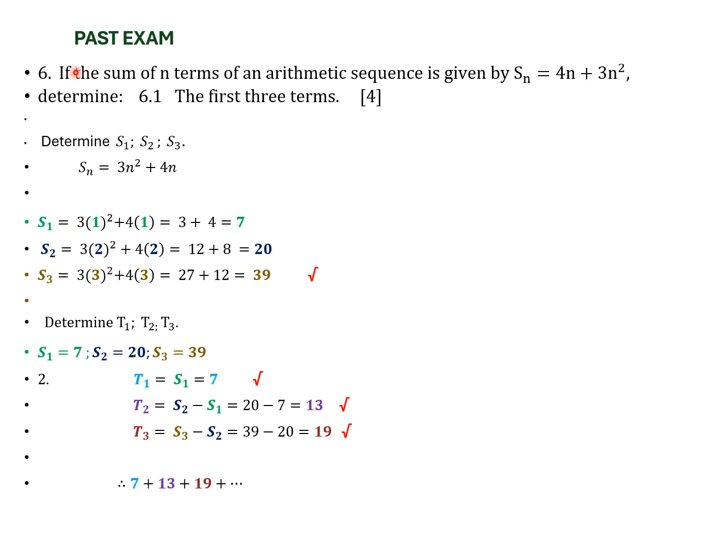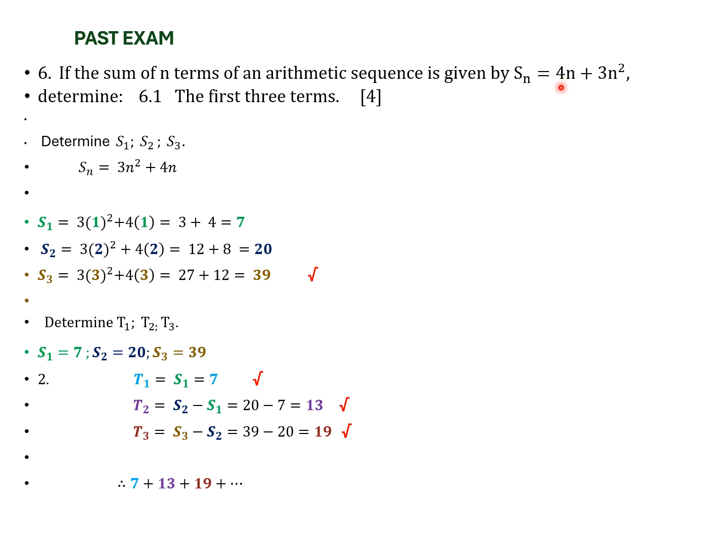If the sum of n terms of an arithmetic sequence is given by Sn equals 4n plus 3n squared, determine the first three terms. All right, so to get the first three terms, I first need to get the sum of the first three terms. So sum 1, sum 2, and sum 3.